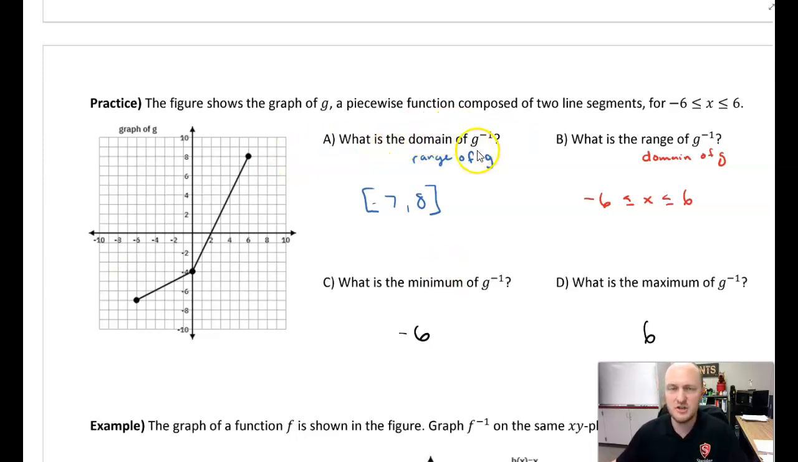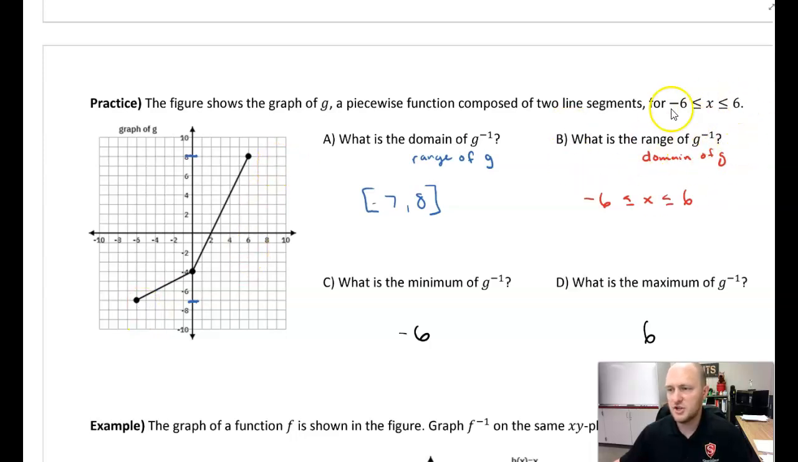What's the domain of G inverse? That's essentially the range of G, and that's the y values. So what's your lowest y value for G? That's going to be -7. And your maximum y value is 8. So here I used interval notation, -7 to 8, including those values because we have the endpoints.